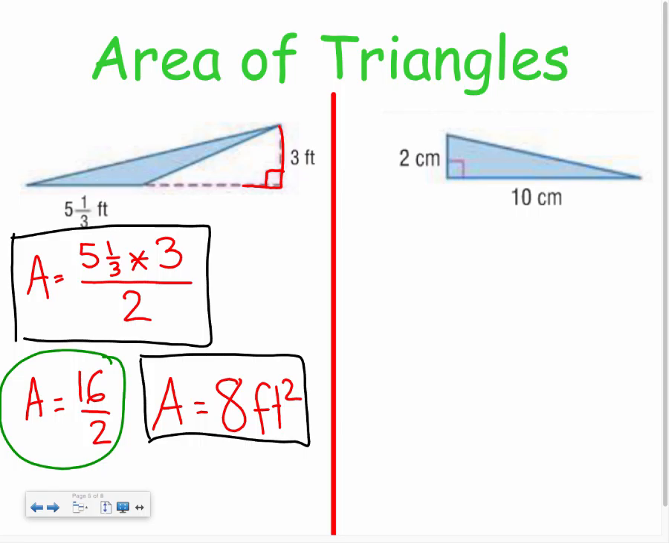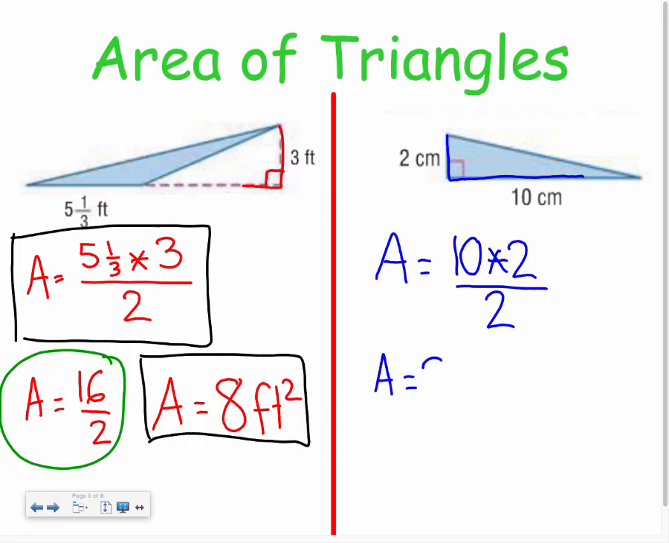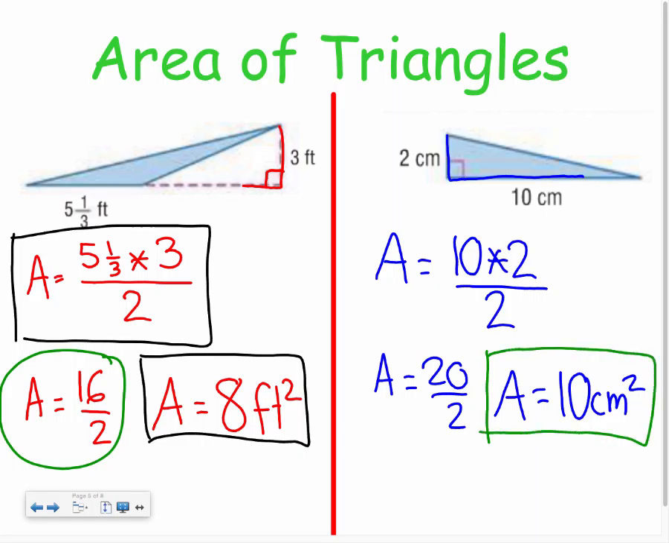Coming over to the triangle on the left, we have the height parallel to the base. So area is equal to the base times the height divided by 2. Area is 20 divided by 2, giving us 10 centimeters squared. So our area for the second triangle is 10 centimeters squared.